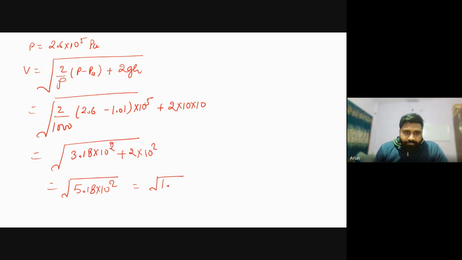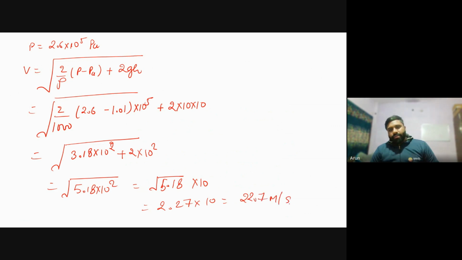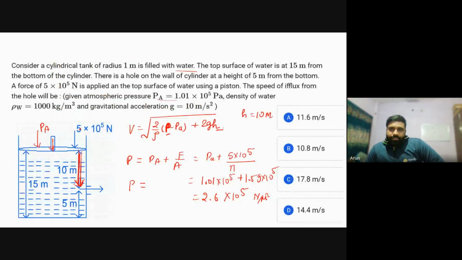5.18 into 10. Now square root of 5.18 is equals to 2.27 into 10. This will become 22.7 meter per second. Okay, so this is the speed of efflux.